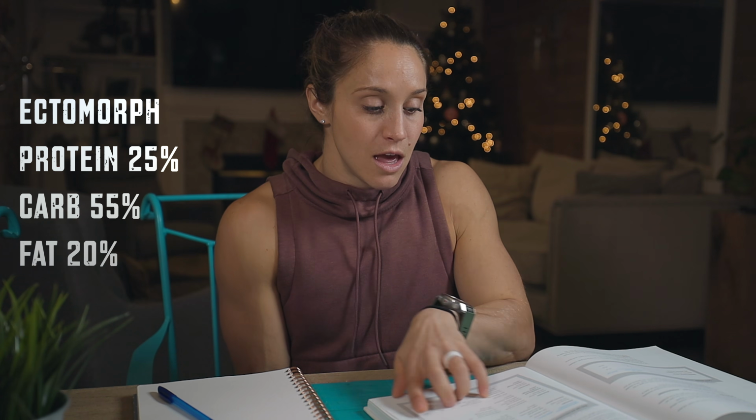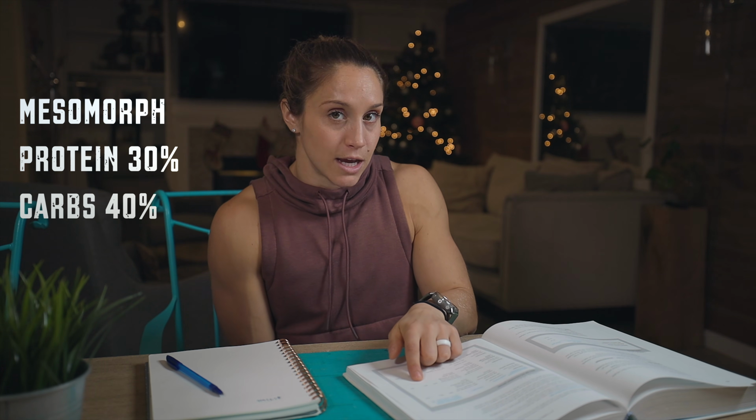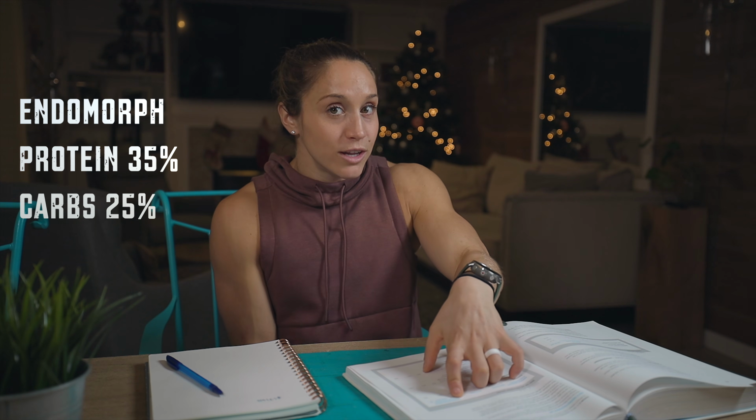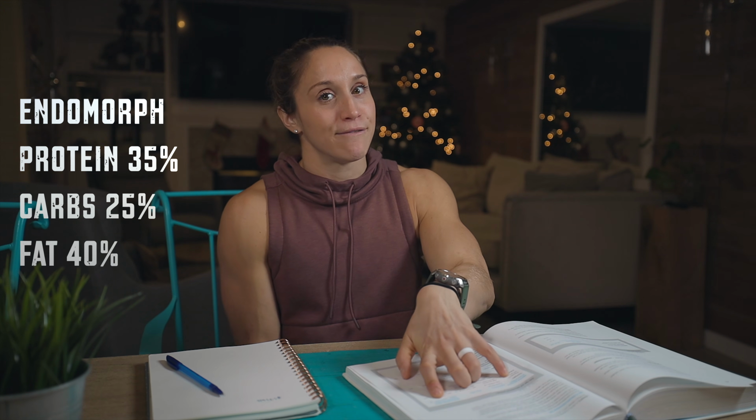Per the Precision Nutrition Level 1, it's suggested that ectomorphs, so the naturally thin with skinny limbs, start their protein around 25% of the calories, 55% carbohydrates, and 20% fat. If mesomorph, you're gonna go more at that 30-40-30 approach. That's gonna be 30% protein, 40% carbs, and 30% fat to start. If you're an endomorph, you're gonna go protein at 35%, carbohydrates at 25%, and then fat at 40%.